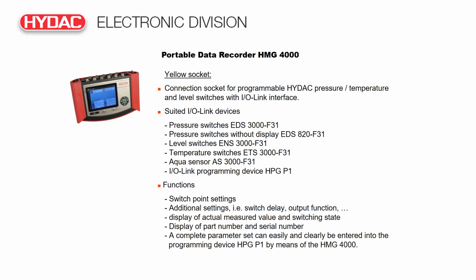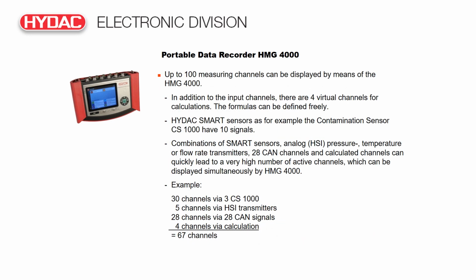For connecting HYDAC IO-Link sensors, we have available pressure switches, temperature switches, level switches, oil humidity sensor, and differential sensors. Setting them up can be done with the HMG 4000, and settings can be stored in the HMG. Here we have an example of how many sensors can be connected.